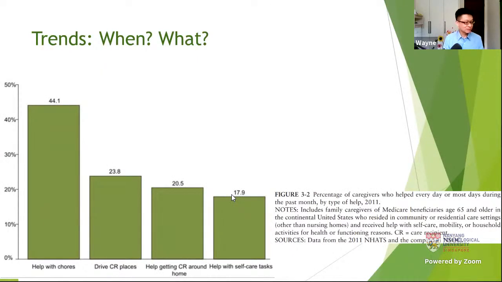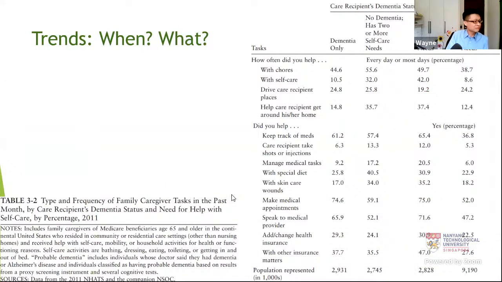This chart shows the percentage of caregivers who help every day or most days during the past month, by type of help in 2011. So for instance, caregivers who help with household chores, about 44.1% of these caregivers do that. Driving the care recipient, or CR, to different places, running errands, or to medical or social functions, 23.8% of caregivers do that. So you can see that these are the four main groups of tasks or roles that caregivers are involved with. Type and frequency.